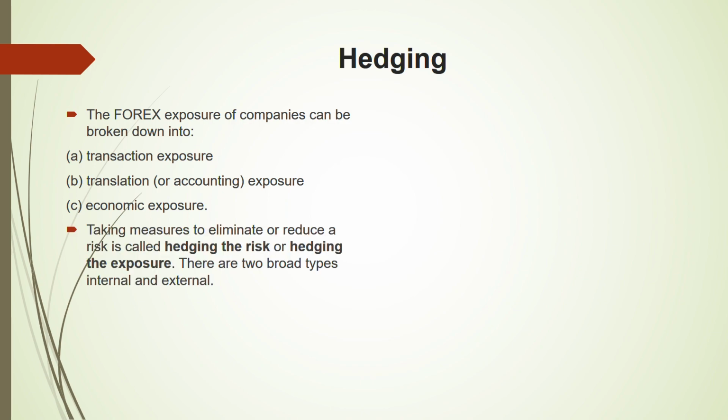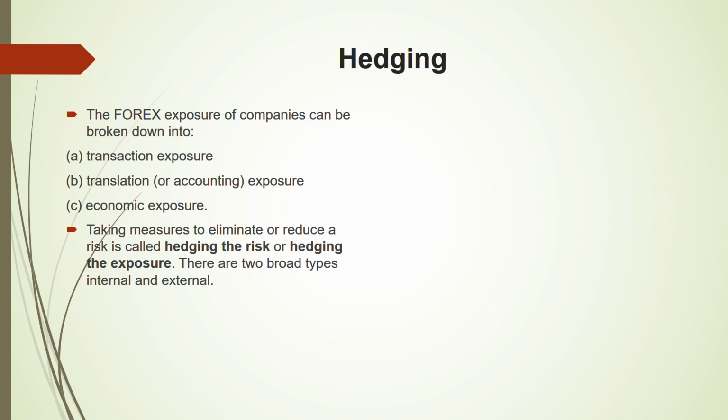Now let us go to the definition of hedging. Hedging means you are taking measures. You're not leaving it just like that. You have the risk and you are not just bearing the risk. No, you are taking some actions in order to reduce that risk or eliminate that risk completely. That is known as hedging. It is known as hedging the risk or hedging the exposure. There are two broad types of hedging, remember. That means you can reduce this risk internally as well as externally.